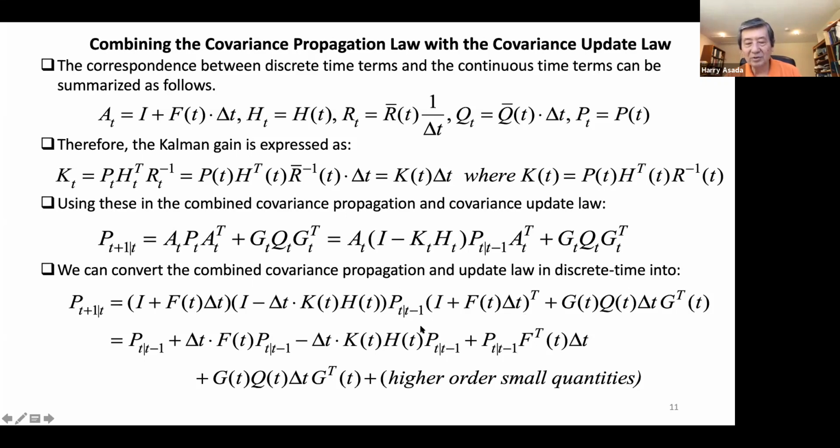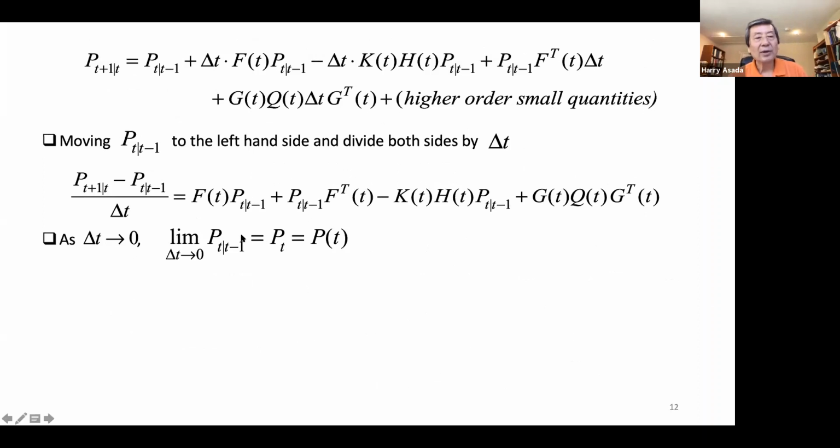Well, now I have to include this guy over here too. Okay. Now, the interesting point is the following. This is the end result of the previous slide, right? So first of all, we would like to move PT given T minus 1 to the left-hand side, and then divide both sides by delta T. So to create this expression, the remaining part is here divided by delta T, and then we ignore higher order small quantities. You end up with this expression.